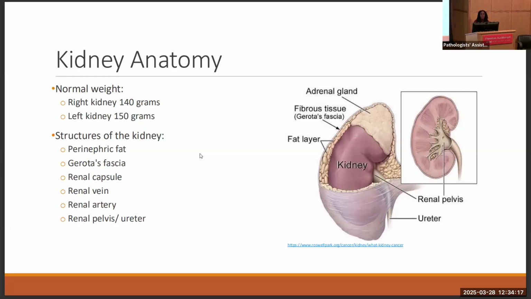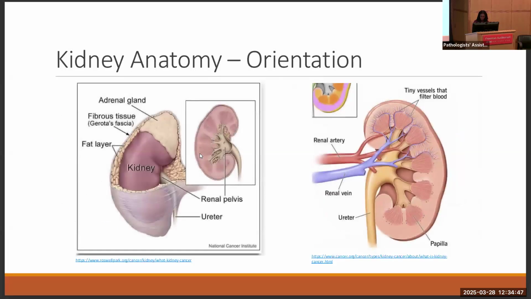Typically, the right kidney weighs 140 grams and the left kidney weighs 150 grams. This difference in weight is due to the position of the right kidney to accommodate the size and structure of the liver. The outer structures of the kidney include the perinephric adipose, Gerota's fascia, the renal capsule, and the renal vein, artery, and ureter. The renal vein, artery, and ureter all enter the kidney at the hilum. The outer structures of the kidneys allow it to be oriented.